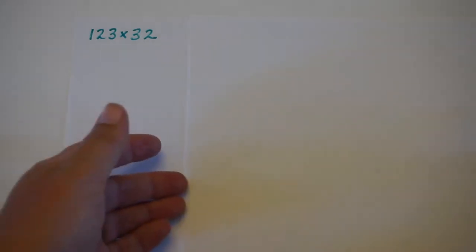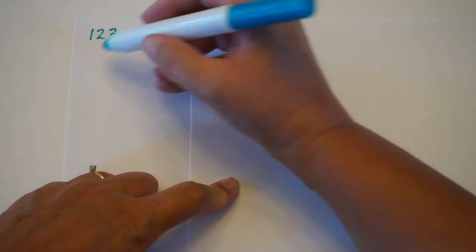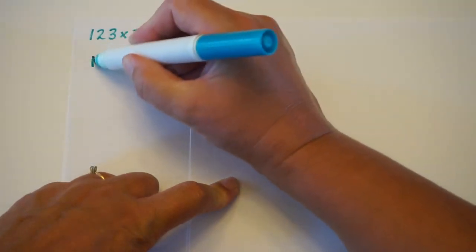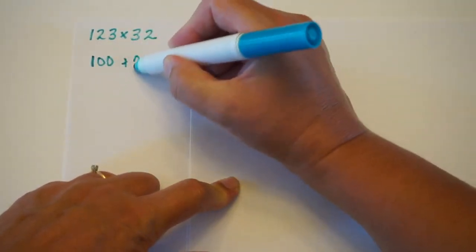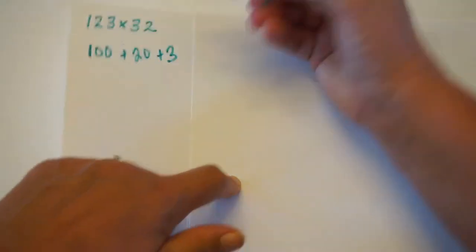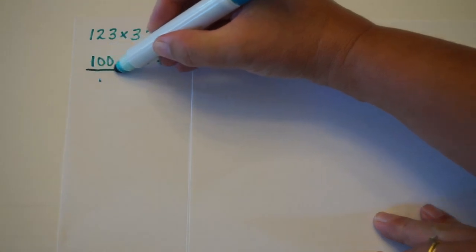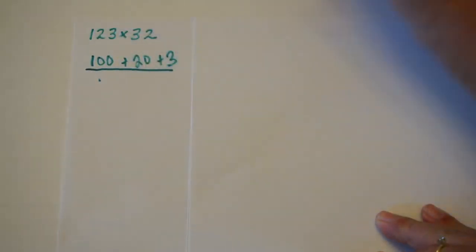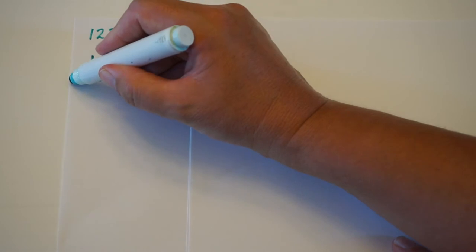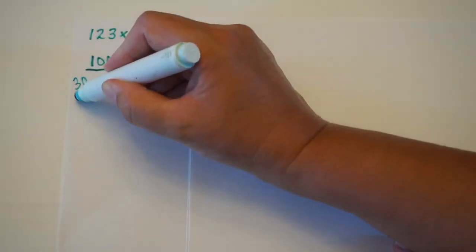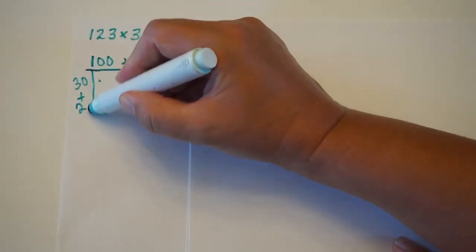So starting first with larger numbers, if a student is asked to multiply 123 by 32, one approach to that is to create a rectangle where we've got 123 represented by 100 plus 20 plus 3, and multiplying that by 32, which we're going to represent by 30 plus 2, which is 32.